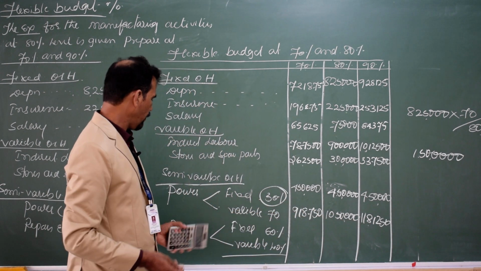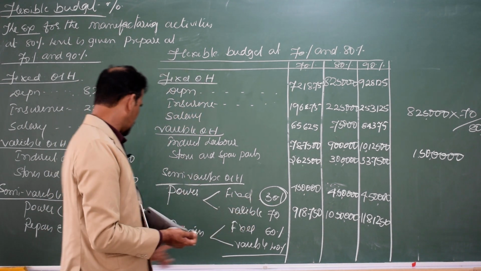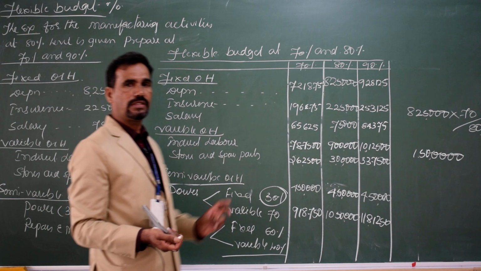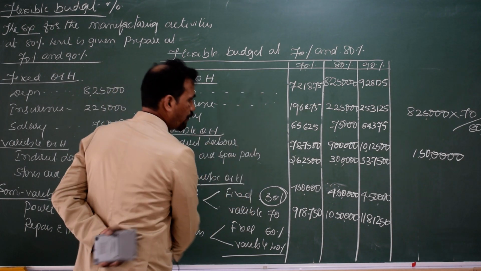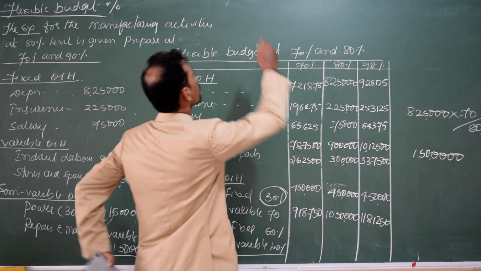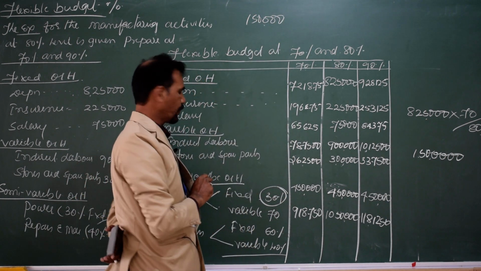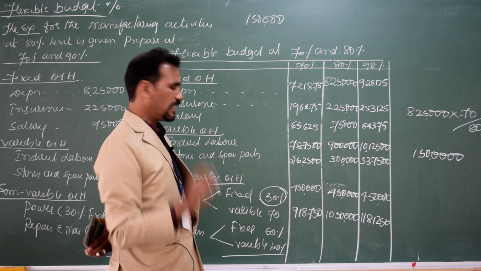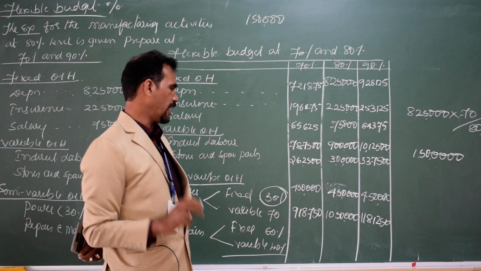So what is the next level? Repairs and maintenance. What is the repair cost? He has given in the question 1,50,000 for the repair cost. 1,50,000 is given in the question, 1,50,000 for the base level. This is the base level. What is the percentage? He has given 60% fixed, remaining 40% variable.